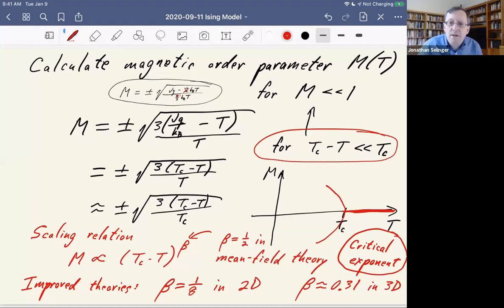Question. I'm wondering what decides the value of this critical exponent? What's the physical reason? Why is it 1/2? What is the physical origin for this scaling relation? The origin of this relation. Yeah.